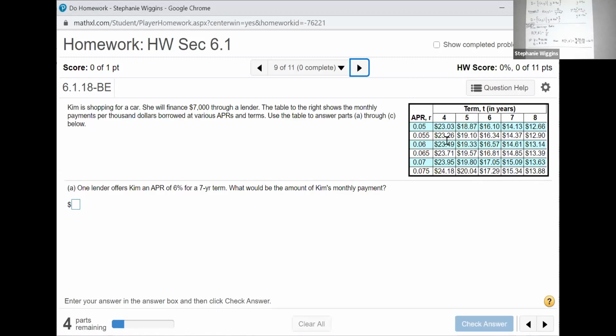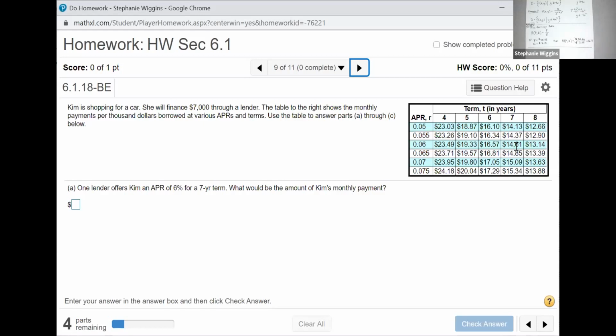All right. So at 6% for 7 years in our table, here's 6% right here in the middle. This middle row represents 6%. And then we go to the column for 7 years right here, 14.61. Okay, 14.61 is the monthly payment per $1,000. She's borrowing 7, so we need to multiply that by 7.